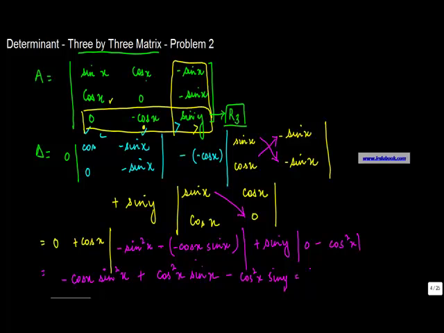Or if you take cos x as the common thing out here, right? So you will get minus sine square x, right, plus cos x sine x minus cos x sine y, which is the answer.